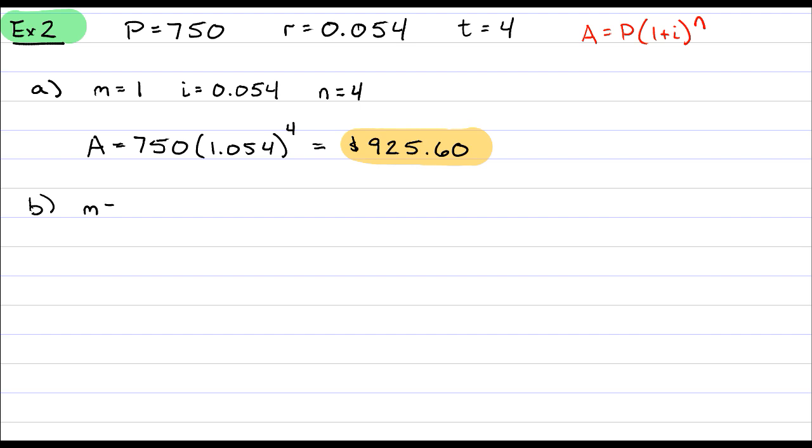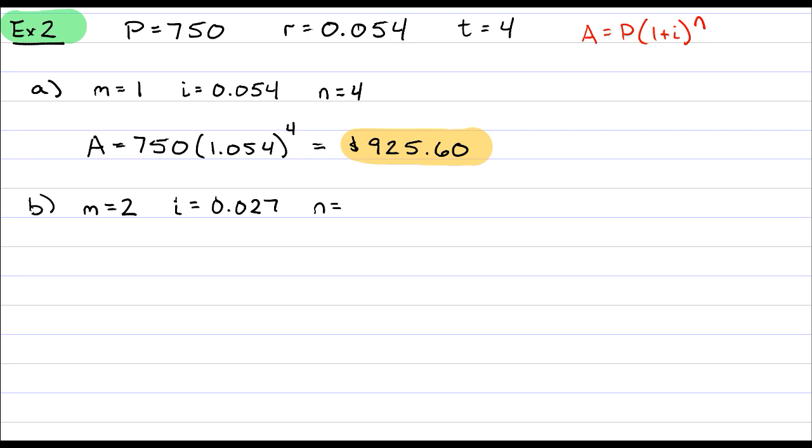So now let's see what happens if we compound semi-annually. Well, semi-annually means twice per year. So M is going to be 2 in this case. I is not our annual rate, but instead our semi-annual rate. It's the rate of how much interest we would collect over a 6-month period. So to get this, we just take our annual rate and divide by M, so we divide by 2. So our 6-month or semi-annual interest rate is 0.027.